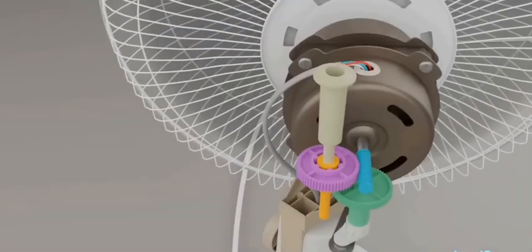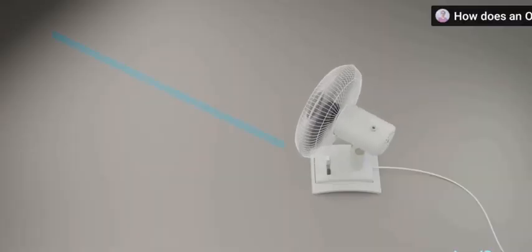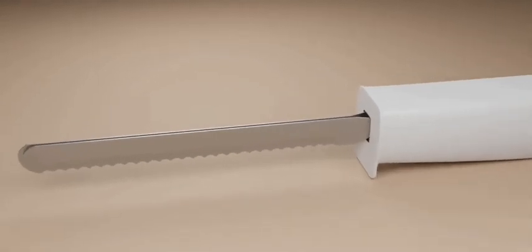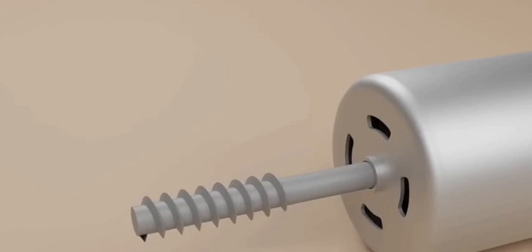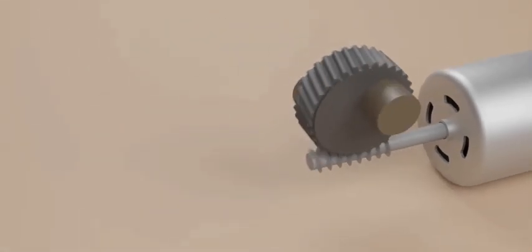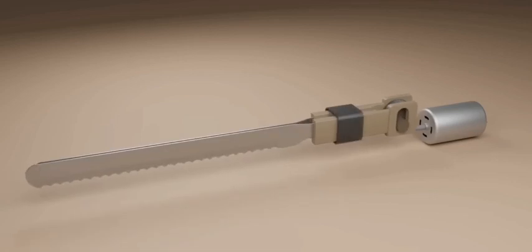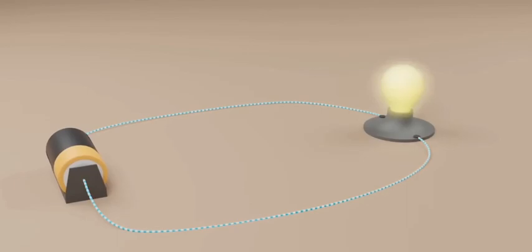The spinning of the motor can be converted to other types of movement, such as the side-to-side motion that we see in this fan. Or how about this electric cutting knife? Each blade is going back and forth. It all starts with the spinning of the motor to turn a gear, which then pushes these two pieces back and forth. So hopefully this video has made a few light bulbs go off in your brain.